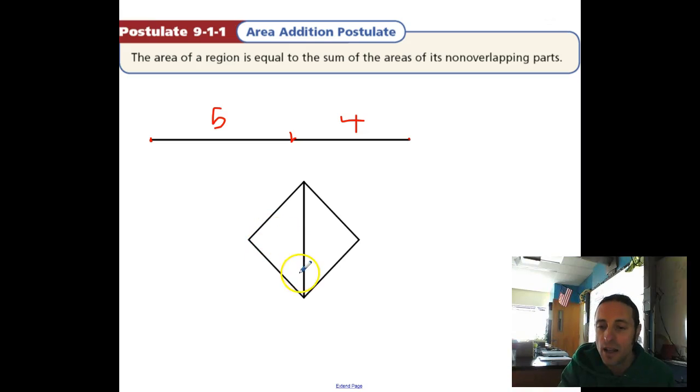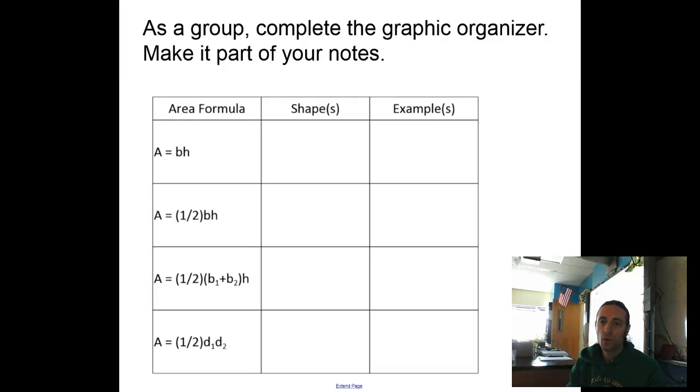If I want the area of this diamond or this rhombus, one way to do it would be to say, well, if I can figure out what the area of this triangle is, I can add it to the area of this triangle, and I'll get the entire area. One of the things you have to do is make this table. It's a graphic organizer, and it's the area formulas contained in section 10.1.